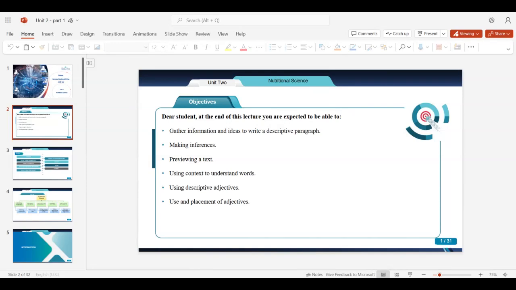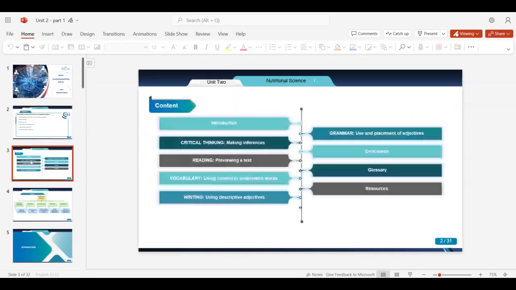We can gather information and ideas on how to write a descriptive paragraph. And we are able to make inferences and preview a text, and use context to understand words. I will discuss in detail what this means, and using descriptive adjectives, and the use and placement of adjectives, the appropriate place of the adjectives. Okay, now here we go.